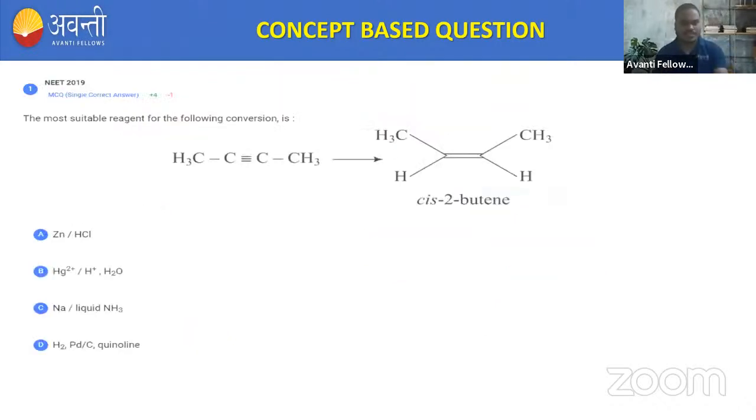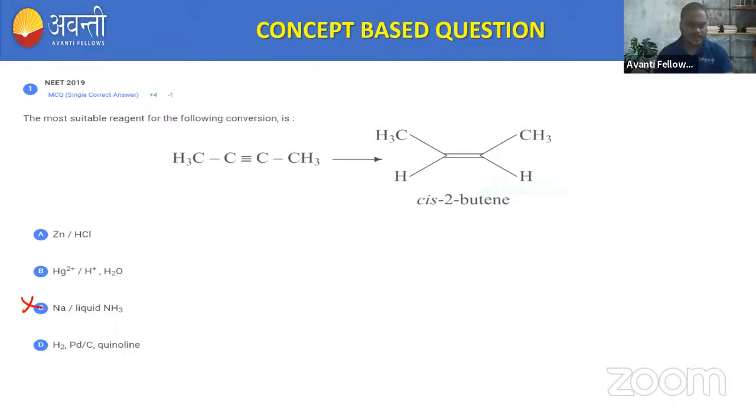Chalo. The next question is the most suitable reagent for the following conversion. So we just studied, if you want trans-alkene, then you use sodium and liquid ammonia. But here you want a cis-but-2-ene, right? So obviously this option is not there. This option is eliminated, right? So which option is correct?